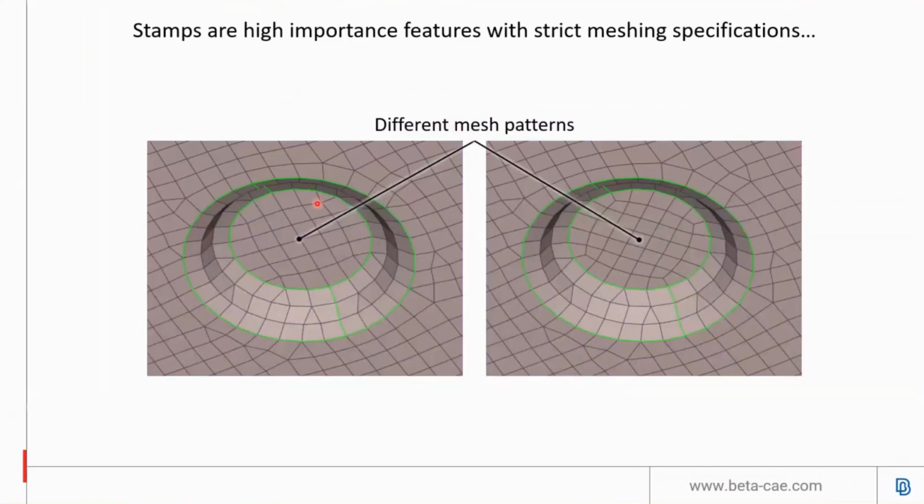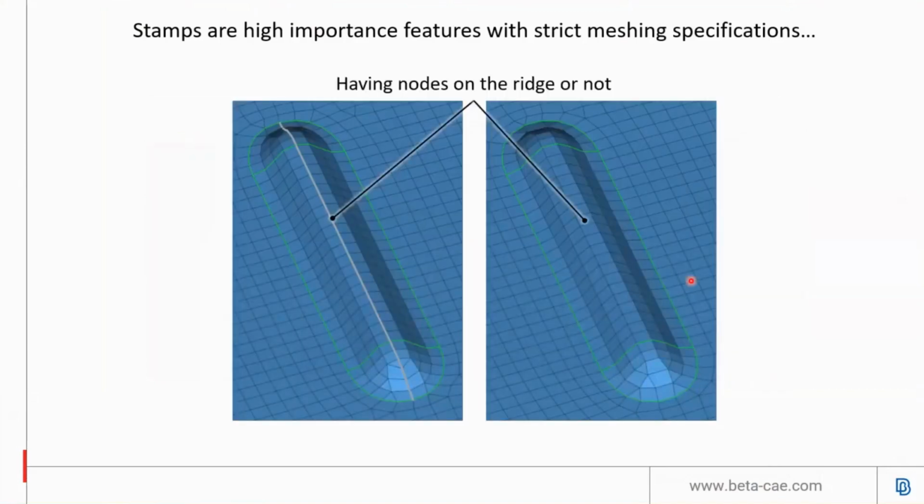On a circular stamp, the mesh on the top may have different patterns. This top has quads and trias, while this top has been meshed only with quads. On a bead, the user may select to have nodes run through its ridge or not, depending upon the type of simulation.